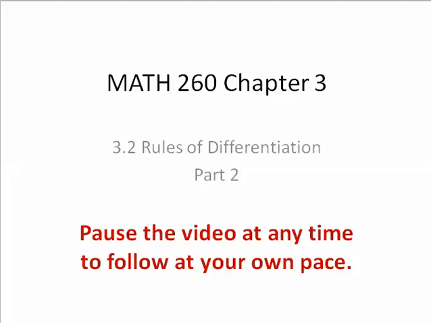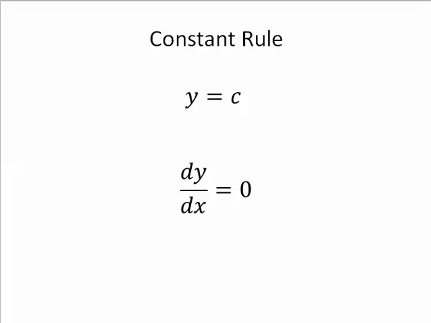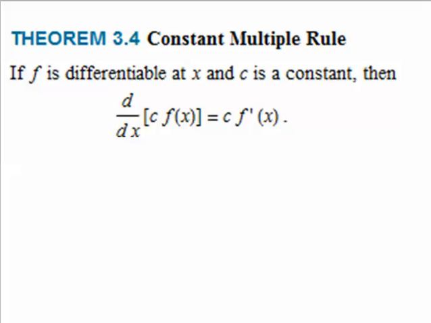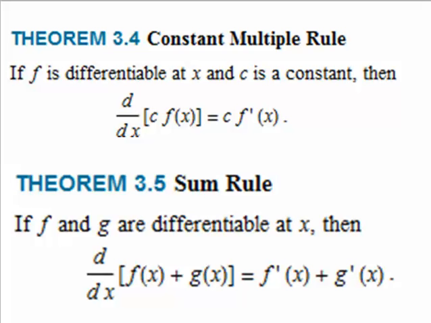Rules of differentiation, part 2. In part 1 we learned that the derivative of a constant is 0 and the derivative of x with respect to x is equal to 1. We also learned that the derivative of a constant times a function is equal to the constant times the derivative of the function. And the derivative of a sum is equal to the sum of the derivatives.